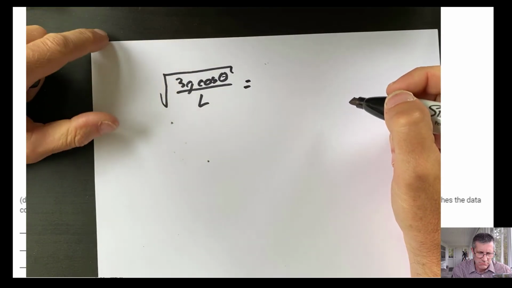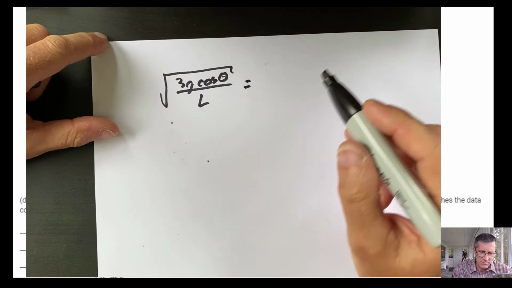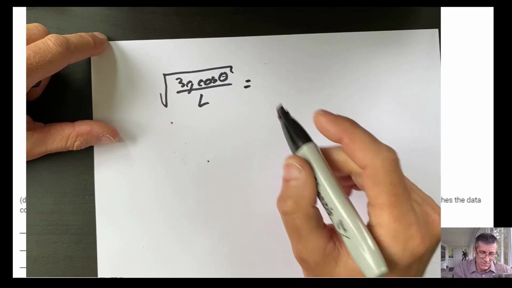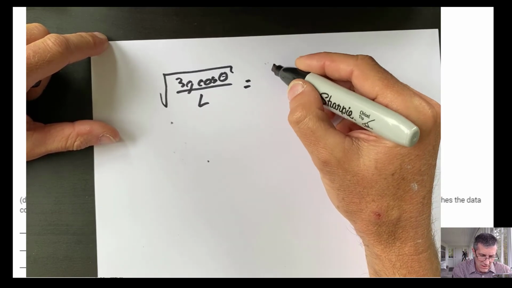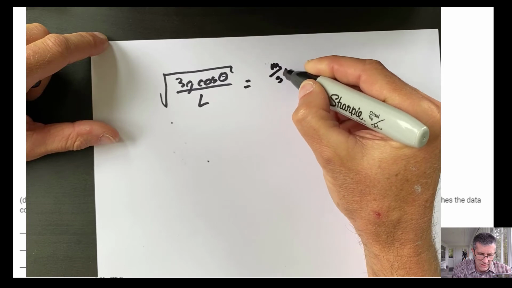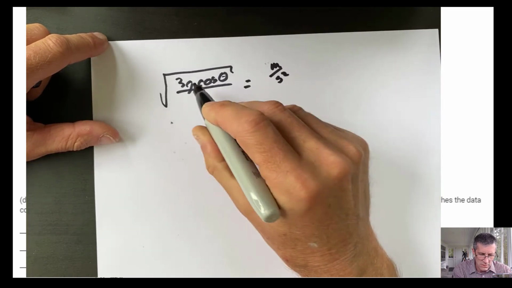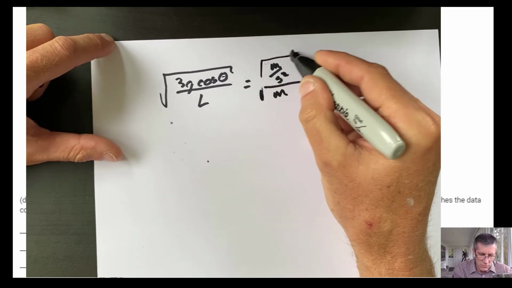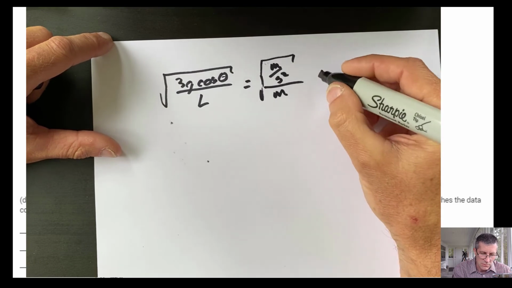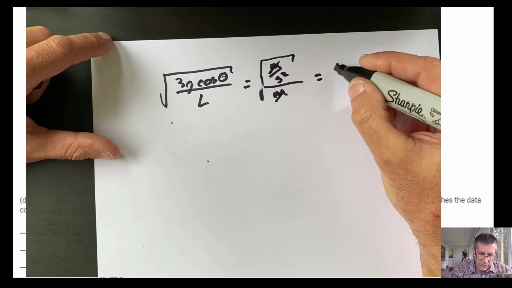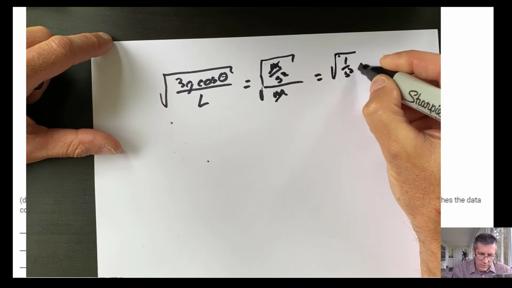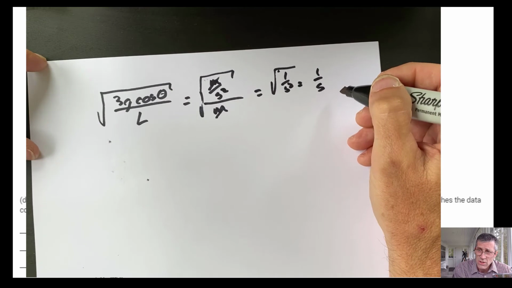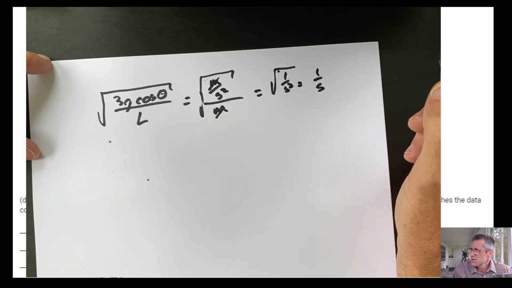Well, let's try some process of elimination. So I'm going to look at this. I'm going to say, well, I've got 3g cosine theta over L. Do the units work out? Well, what's my unit for g? It's going to be meters per second squared. Right? And my units for L, my length, is going to be in meters, and I'm going to take the square root of this. Right? So meters will cancel, and I'm left with the root of 1 over second squared. Take the root of that, I get 1/second. So the units for the first one work out.